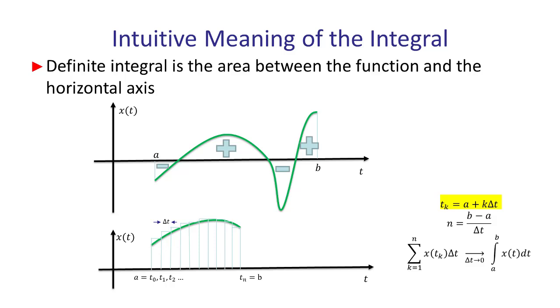So for example, for k equals 0, we will have point a. For k equals 1, a plus delta t. For k equals 2, a plus 2 delta t, and so on. So for each one of those points, we will compute the value of the function, which is x of tk, and multiply it by delta t. If we add all of those together, this will be our integral.